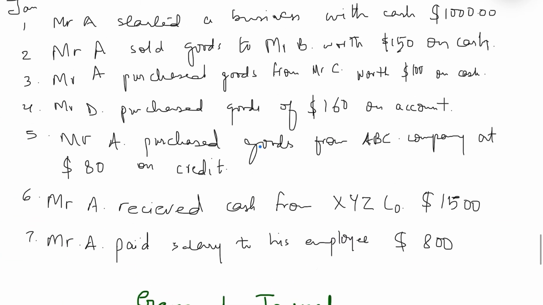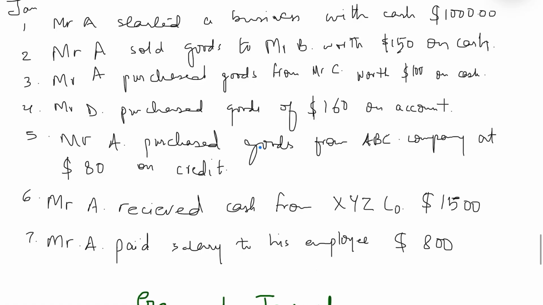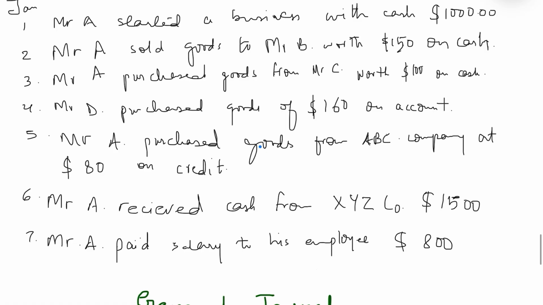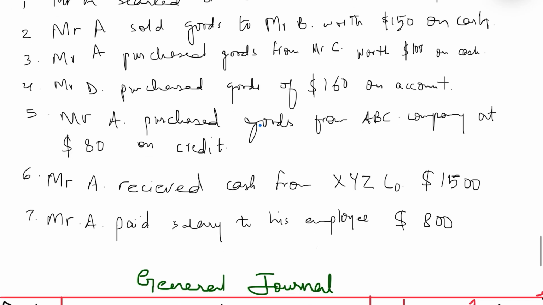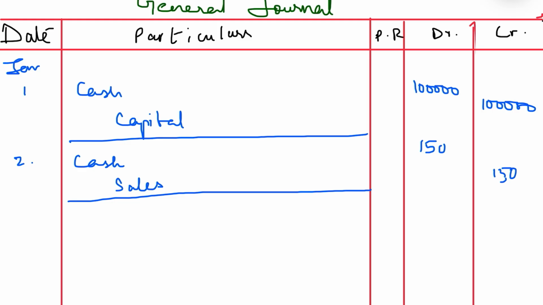Third, Mr. A purchased goods from Mr. C worth $100 for cash. So Mr. A has made a purchase, which is an expense. Whenever an expense increases, it shows on the debit side. The $100 is paid in cash, so cash is going out of the business. Simple.